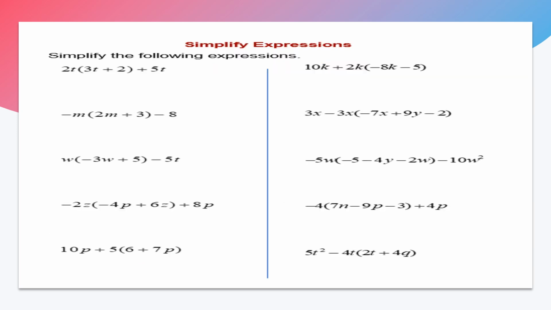All right, so let us simplify the following expressions. So we have 2 times 3, which is 6. So we have 6t plus 4t. The 2t times 3t is 6t squared. So you just add the exponents. Plus 5t.